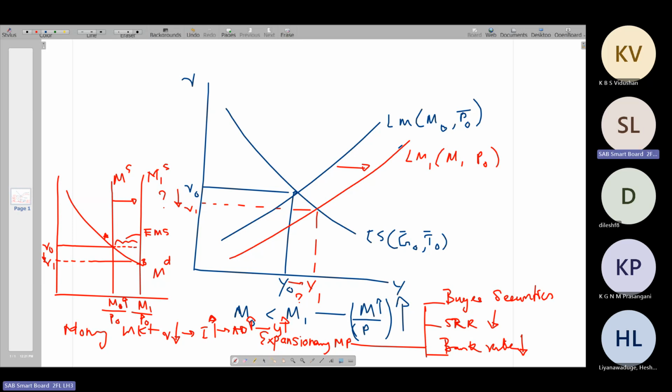So when the LM curve shifts to the right, that will affect the money market, and the money supply curve shifts to the right. That creates a disequilibrium situation at the prevailing interest rate. As a result, in order to equilibrate the money market, there will be a decline in the interest rate. When there is a decline in the interest rate, speculative money demand will increase. That will be equal to the change in money supply by the central bank.